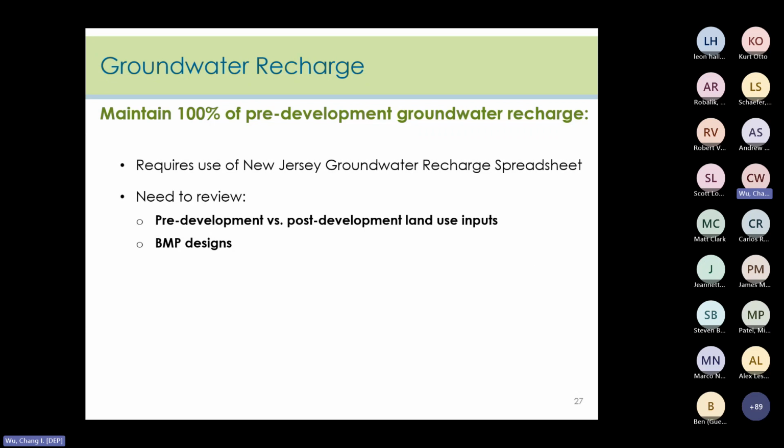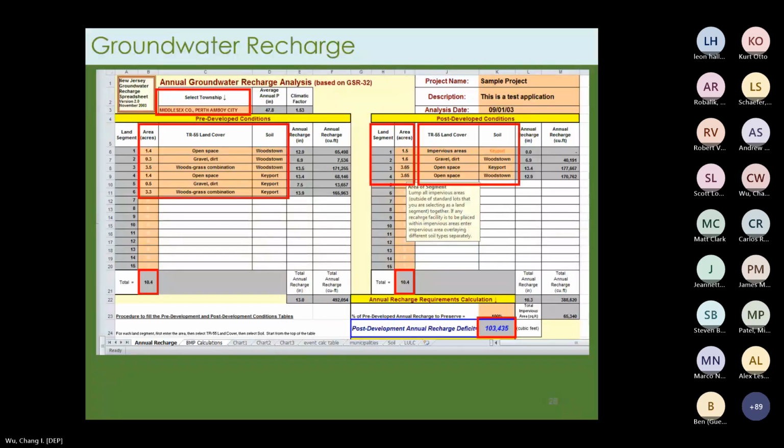And the other method is to maintain 100% of pre-development groundwater recharge. In order to calculate the pre-development groundwater recharge, the department has a spreadsheet, and you have to check the numbers and calculations of the spreadsheet that's submitted by the design engineer.